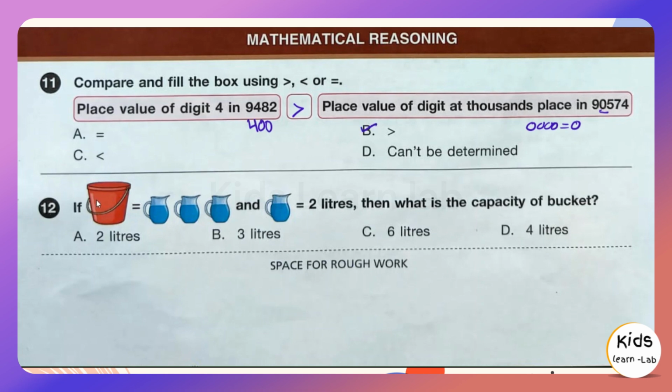So 12th question, bucket is equal to jug plus jug plus jug, and 1 jug is equal to 2 liters. Then what is the capacity of bucket? Here the capacity of jug is given as 2 liters. So 2 plus 2 plus 2. 2 plus 2 is 4. 4 plus 2 is equal to 6 liters. So the bucket capacity is 6 liters. So option C is the right answer, children.